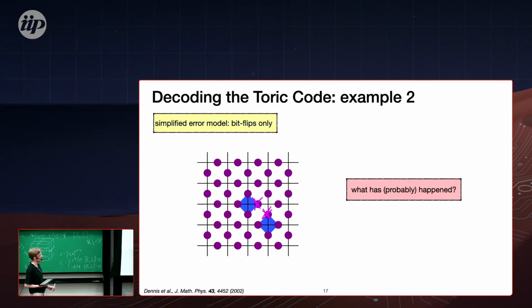Okay. I told you we only need to make sure that we don't do a non-trivial action in the code space. Let's assume that I do this correction, but this has actually been the other error. Does this change anything in the code space? This X operator?